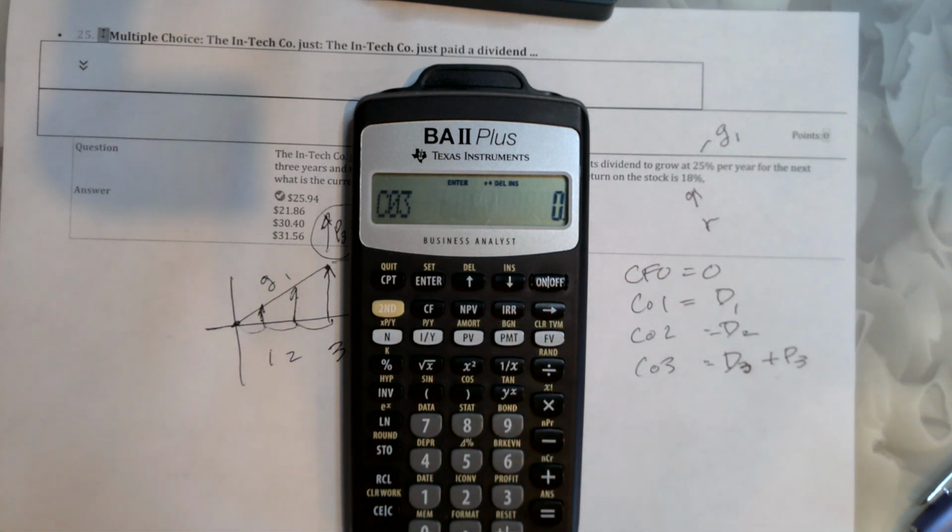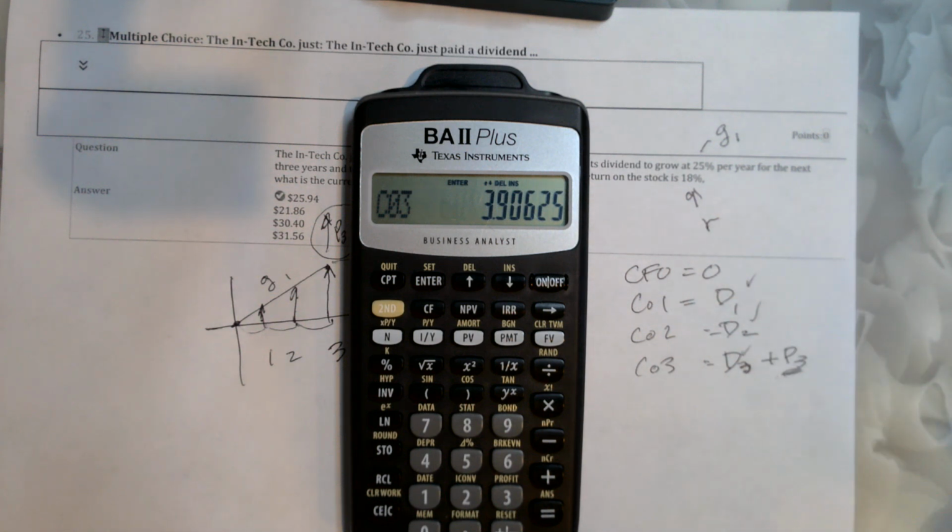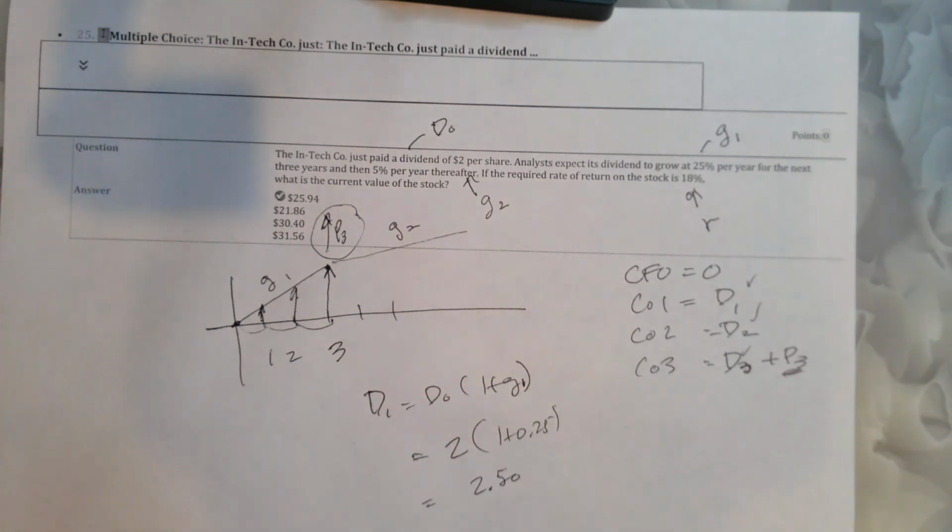C03, how am I going to get it? Well, I'm going to start with dividend 2, recall 2, and I'm going to multiply by 1 plus that first growth rate, which is 1.25. That's going to give me this number, which I'm going to store 3. So now I have D1, D2, and D3. I just need P3.